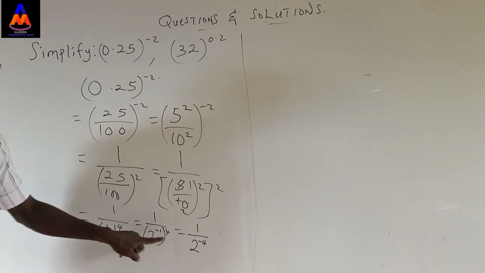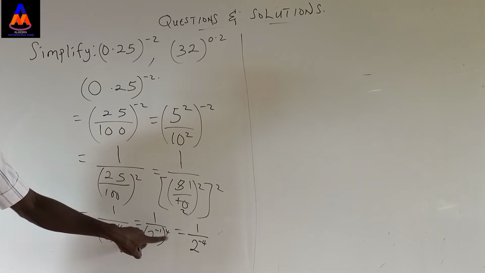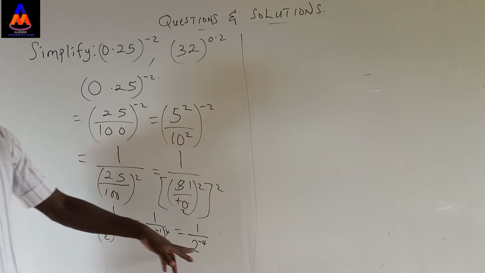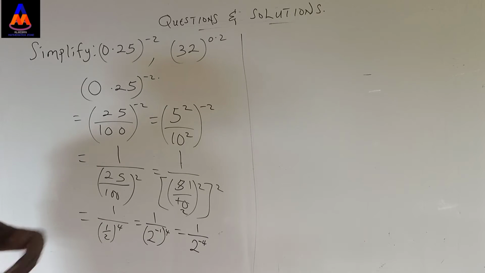The power rule says you multiply the powers, minus 1 times 4. Then this is 2 raised to the power minus 4. You are okay if you leave your answer like this. There's no big deal about that. But in the case that you don't want to leave your answer like this, then you have to take this one to the normal proper form. But I would advise you to leave your answer like this.